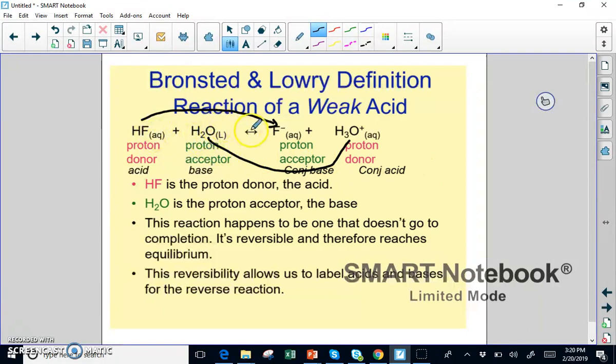Now, this is a weak acid, so notice that we have an arrow that goes in both directions. That means this is an equilibrium, so this reaction can also go in the reverse direction. If we look at the reverse direction, and let me get a different color, we'll use red, F- accepts a proton and becomes HF. So in the reverse direction, F- is acting as a base. And this hydronium loses an H and becomes water, so it's acting like an acid. These are pairs, which we're going to learn to identify more directly in the next slide.